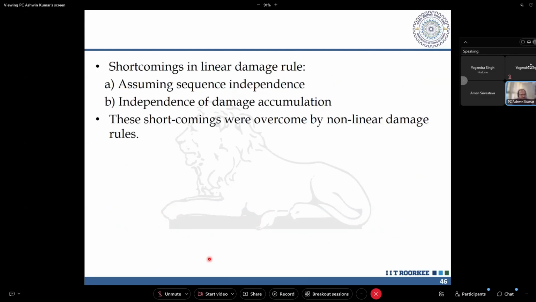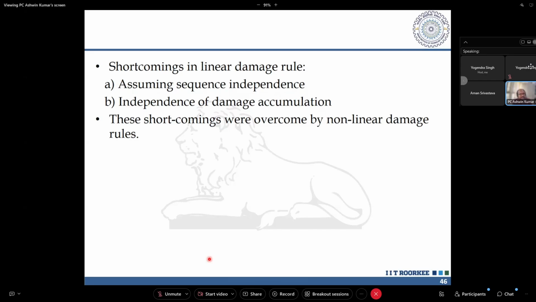The flaw is, one thing, he doesn't consider the sequence of loading. So if a stress range of 10 MPa comes first, followed by a small stress range of 5 MPa, his rule doesn't account for which has come first and which has come later. So the 10 MPa cycle might have produced a larger slip in the material, and 5 MPa might have done a lesser slip. So the sequence of loading he doesn't take care of.